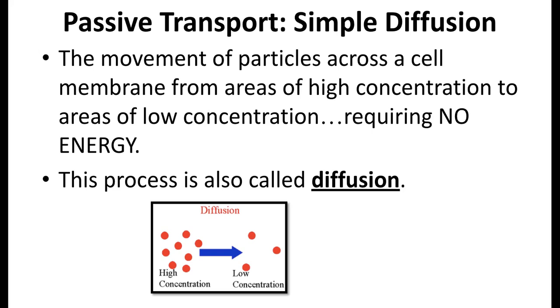And this is the movement of particles across the cell membrane from areas of high concentration to areas of low concentration, requiring no energy. So any type of passive transport requires no energy whatsoever. Simple diffusion is going to go straight through the cell membrane, straight through that phospholipid bilayer. So oxygen and carbon dioxide are molecules that would perform simple diffusion across the cell membrane.